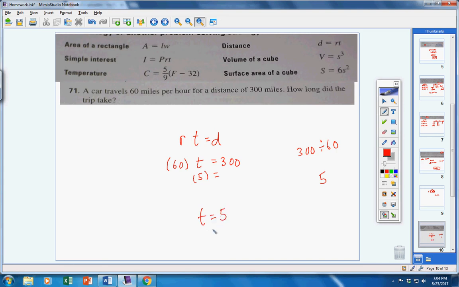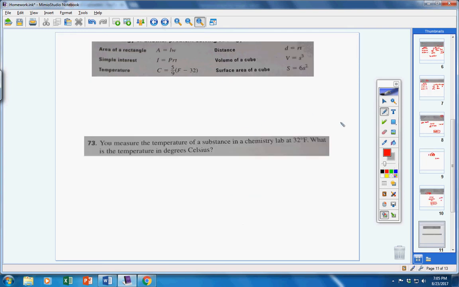Now hold on. 5 what? Well, let's come back up here and look. A car travels at 60 miles per what? Hour. So your time is in hours. So it's 5 hours. Okay? Not too difficult. Okay, number 73.